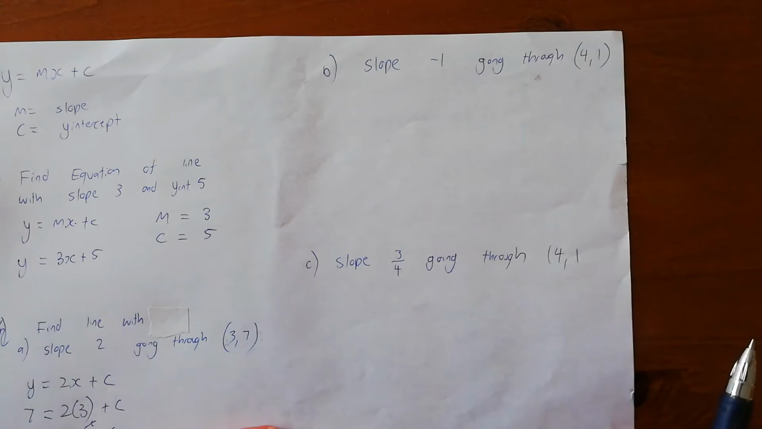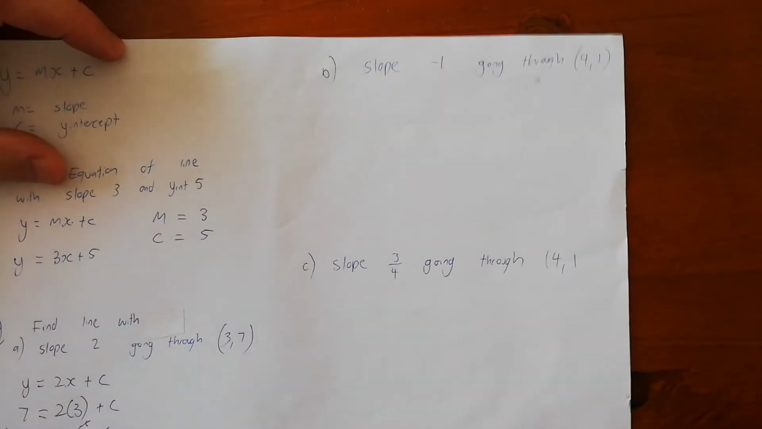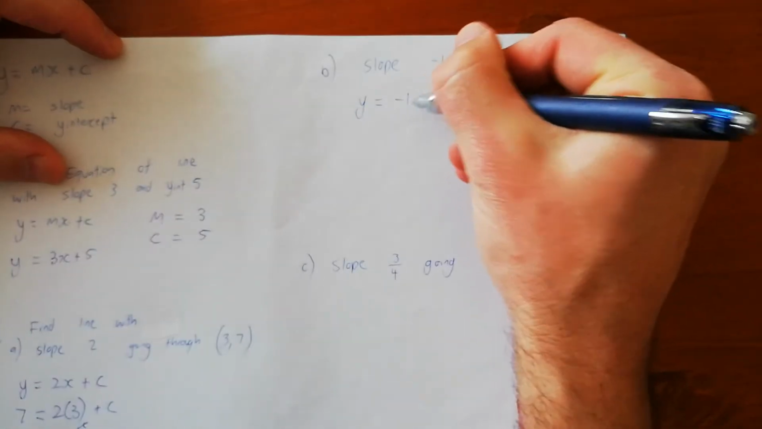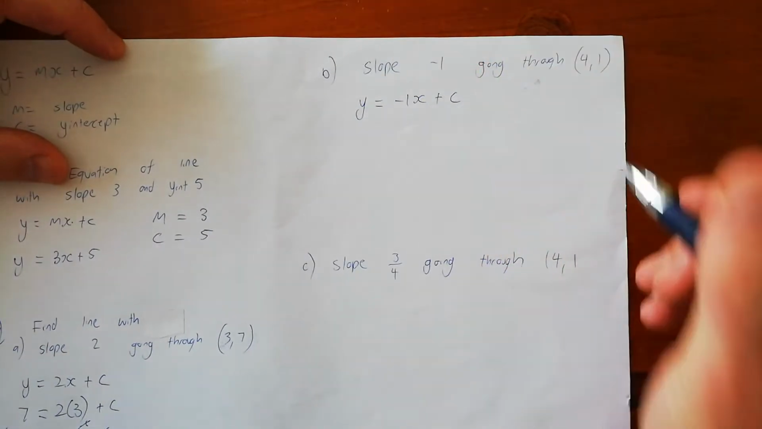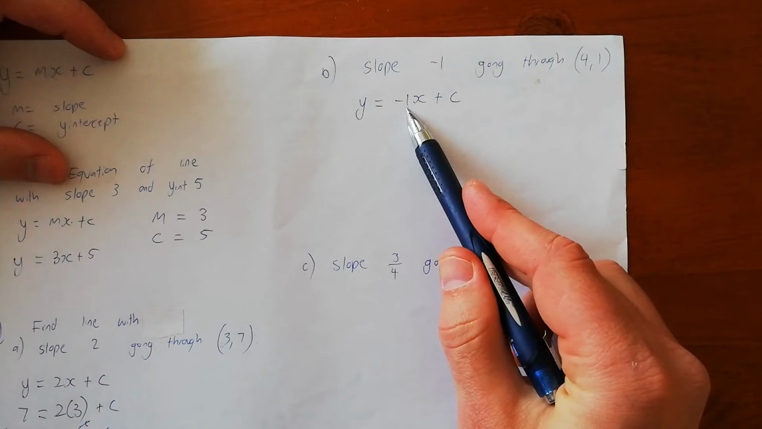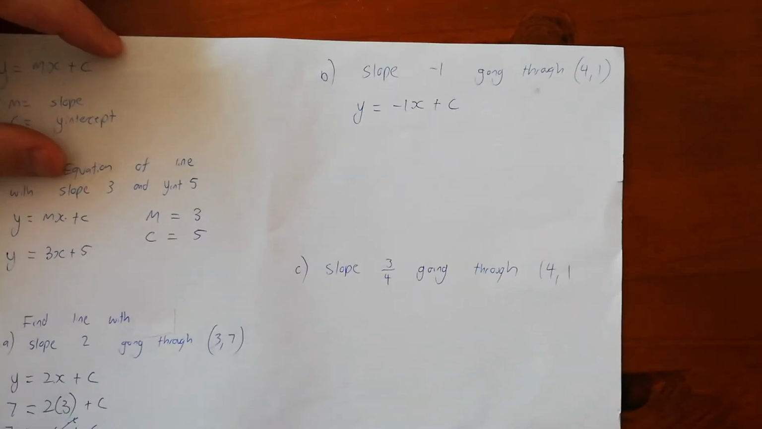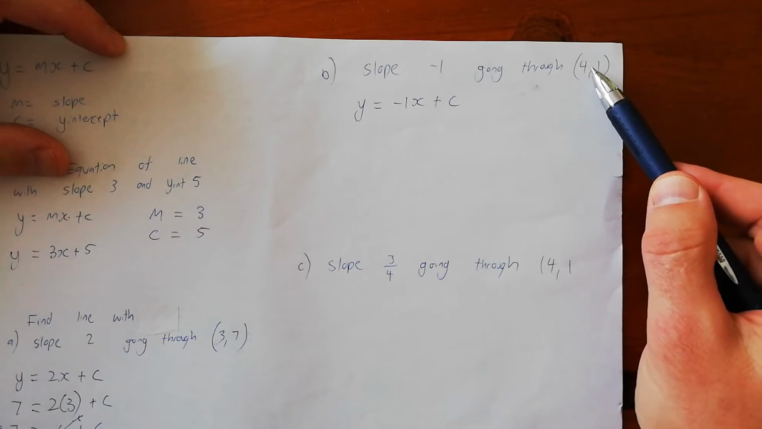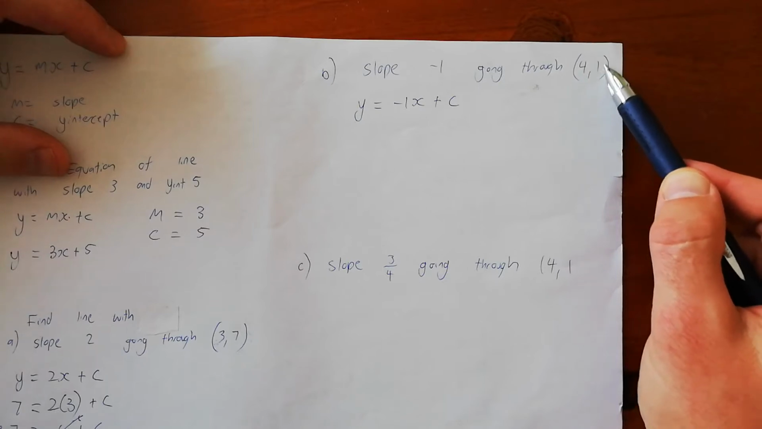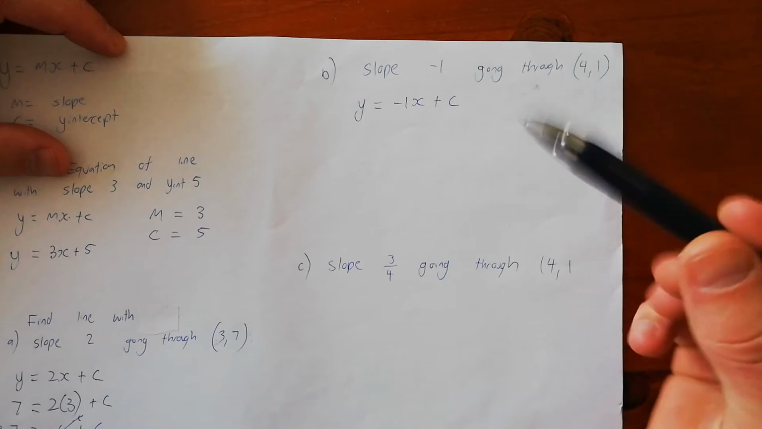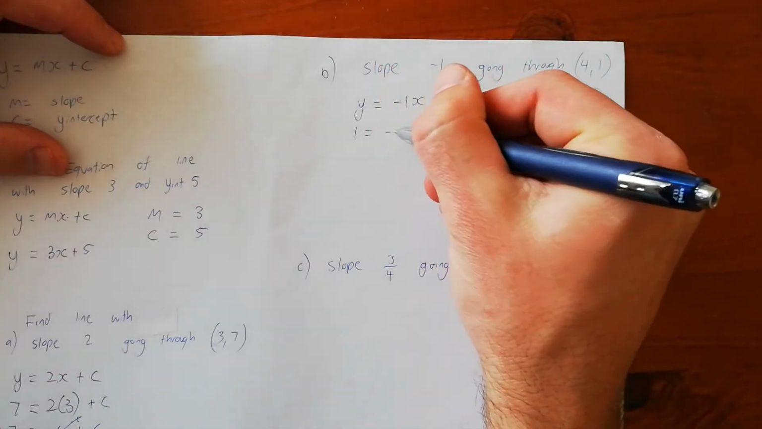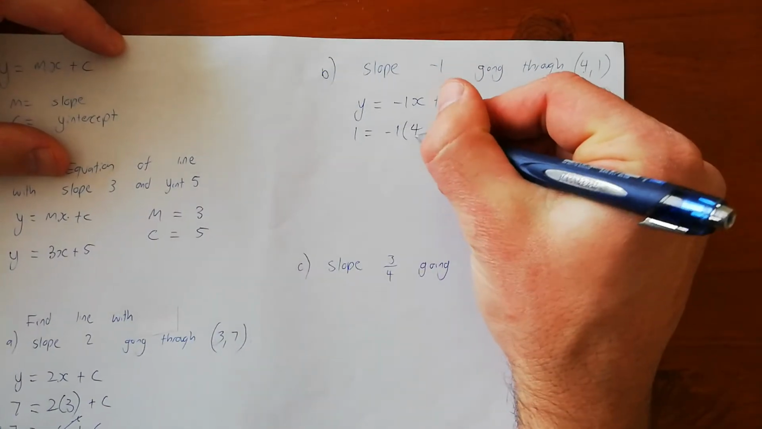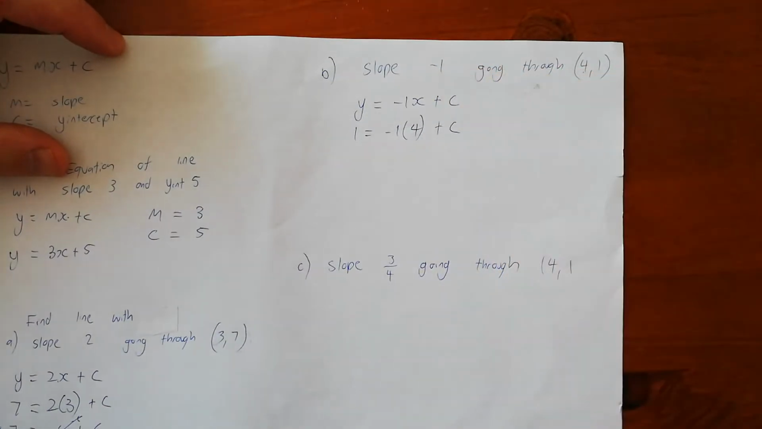Example B is pretty similar. This time we have a slope of minus 1. So we're going to start off like this: y equals minus 1x plus c. And we know we don't need to write the minus 1 there, but I'm just doing it for this example. And our very next step is to input the coordinates. So we've got x is 4 and y is 1. So I'm going to put 1 where the y is. And then we have for x, minus 1 times 4 is the x value, and plus c.